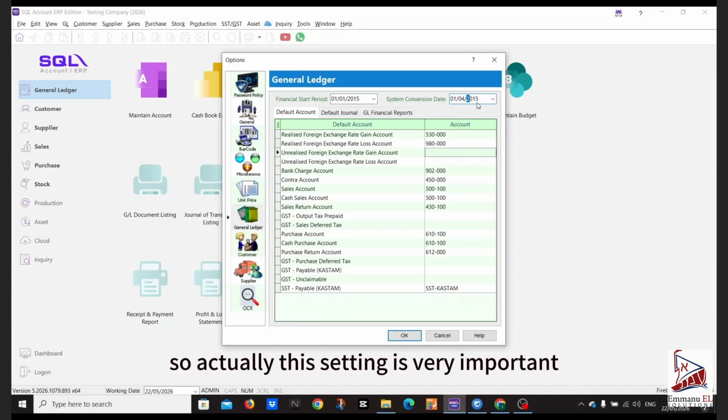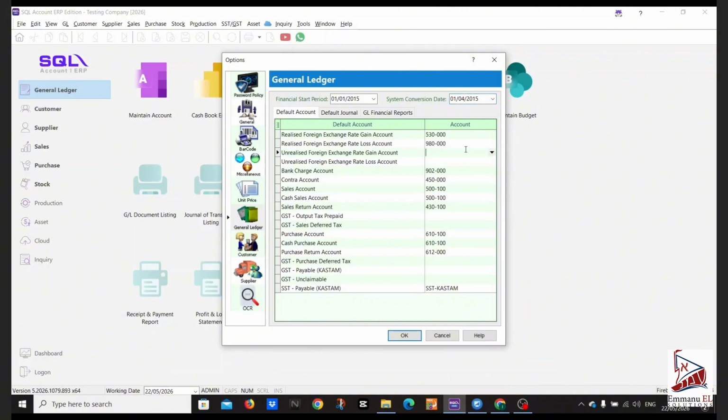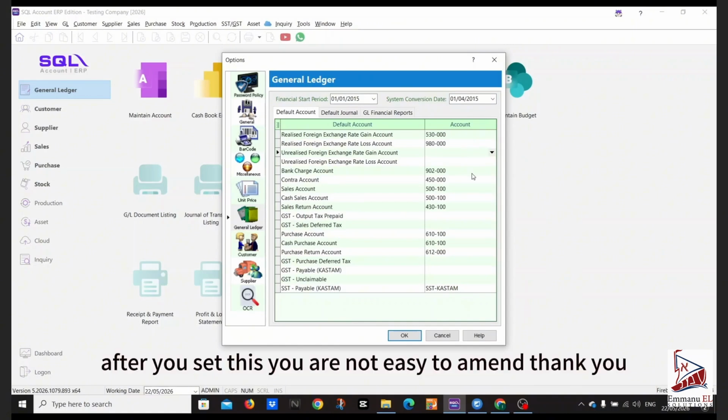So, actually this setting is very important. It's only set once when you use SQL. After you set this, you are not easy to amend.